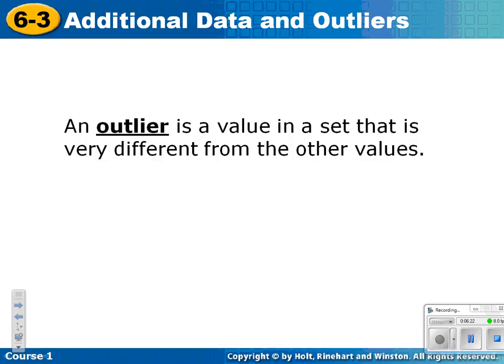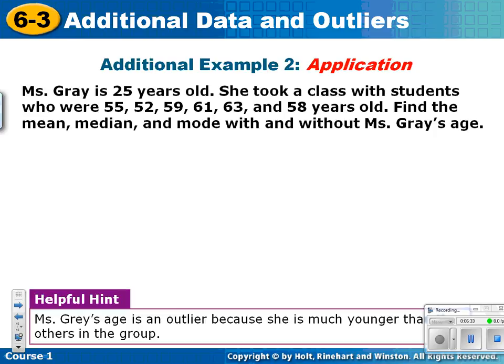Now, outliers. This is the second part of the lesson. Outliers: a value in a set that is very different from all the other values. All right. So we have Ms. Gray. She's 25 years old. She took a class with students who were 55, 52, 59, 61, 63, and 58.